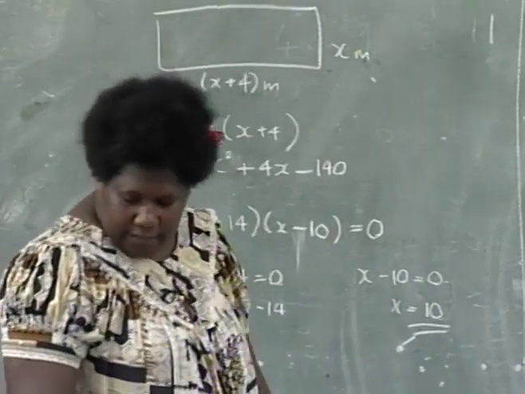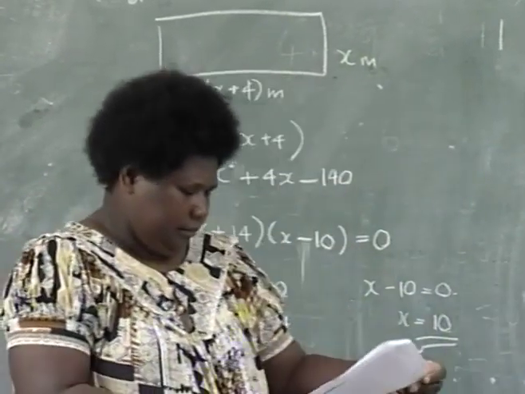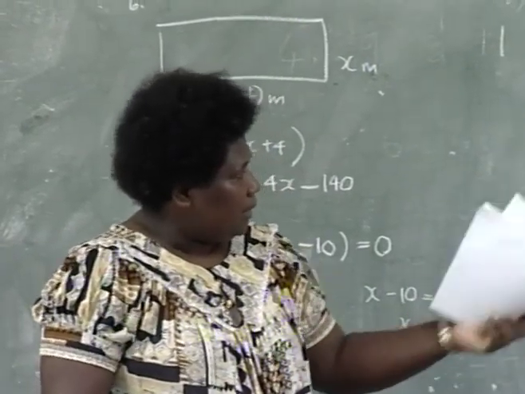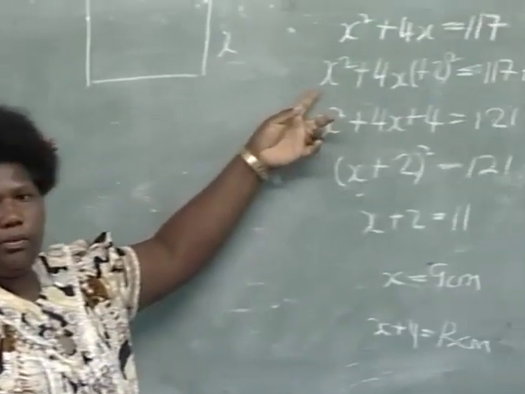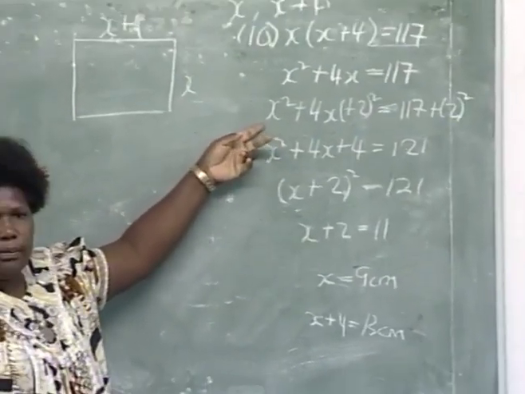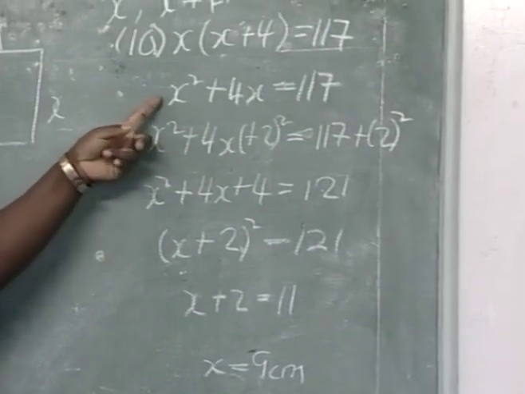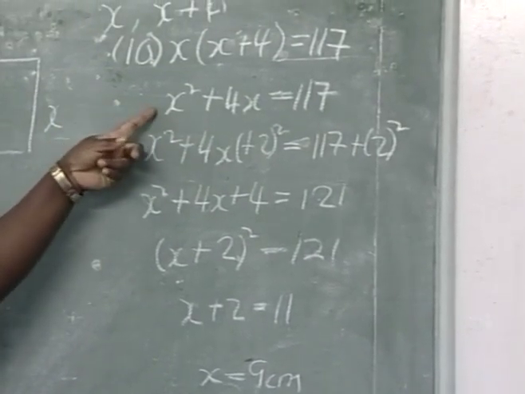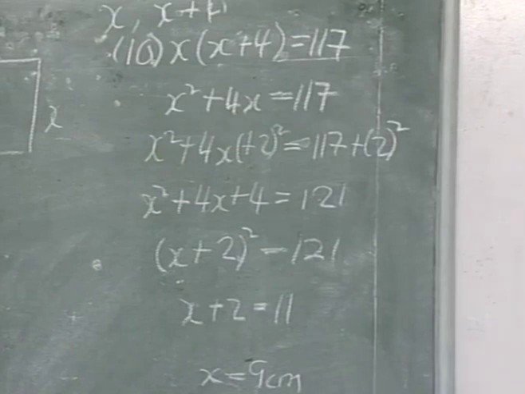All right, number 10. The length is 13 centimeters, and that's correct. What he's done is he's used completing the square to solve the equation. You can also factorize. You will find that if you subtract 117 on both sides, you can actually factorize x squared plus 4x minus 117 equals 0. Okay, so well done, Patrick and Livingston.